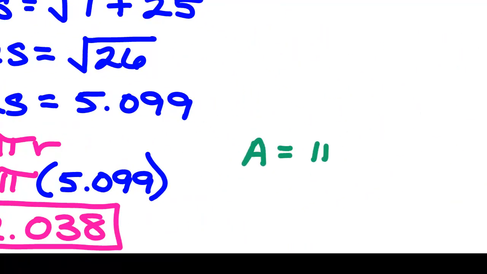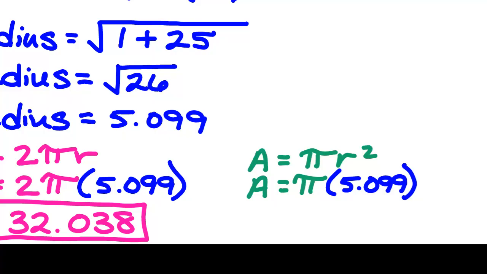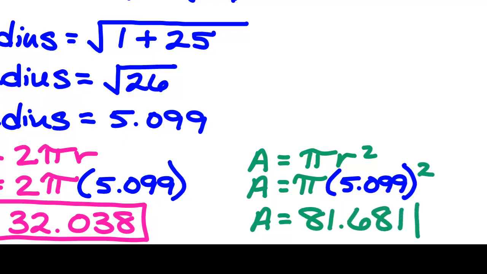Area is equal to pi r squared. So area is equal to pi times 5.099 squared. So what is our area then? 81.681. Yes.